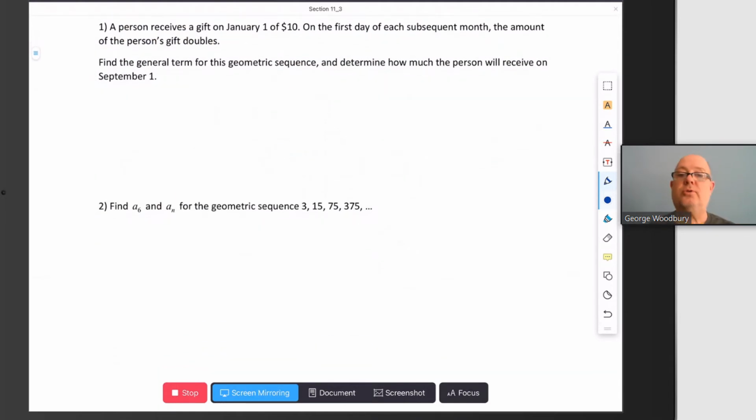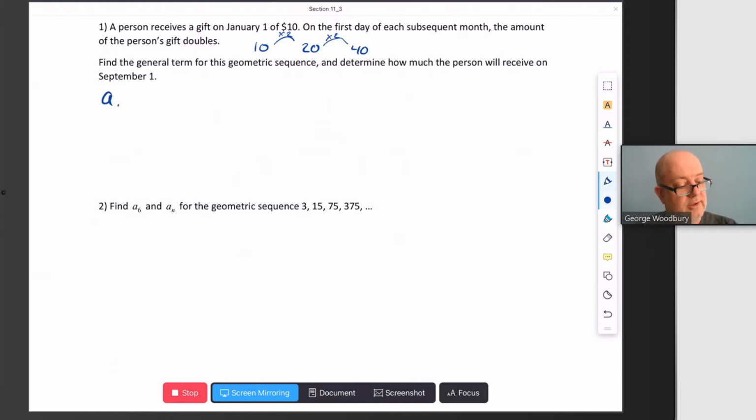Problem 1. A person receives a gift on January 1st of $10. On the first day of each subsequent month, the amount of the person's gift doubles. So $10 on January 1st, $20 on February 1st, times 2, $40 on March 1st, times 2, and so on. Find the general term for the sequence and determine how much the person will receive on September 1st.